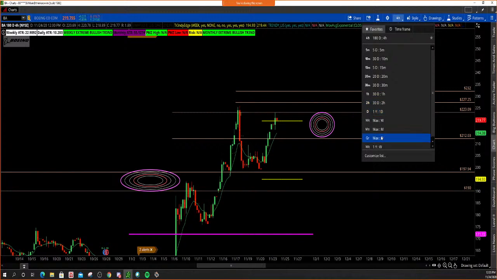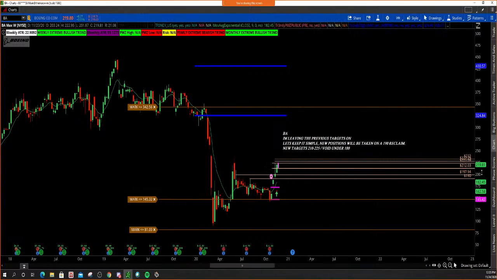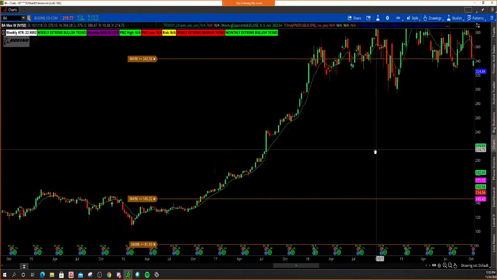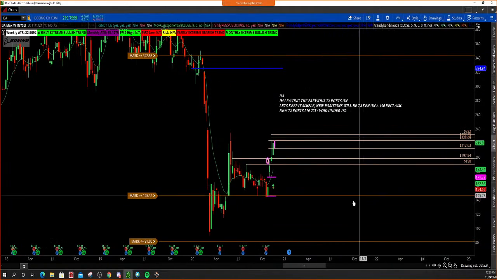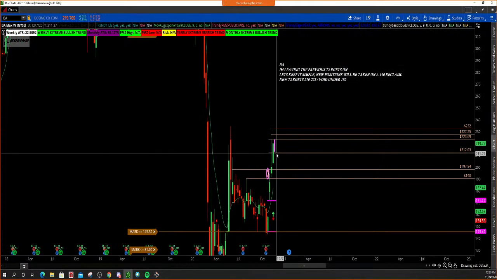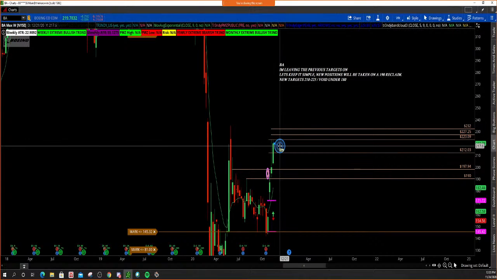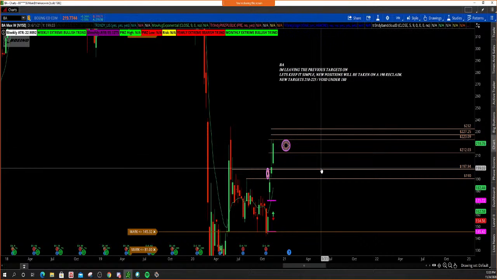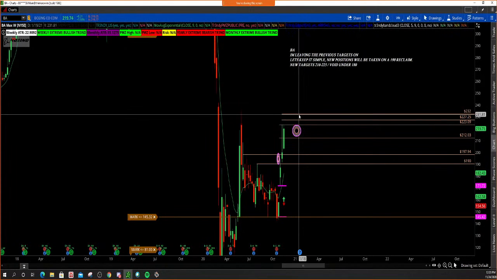We need to go to a higher time frame, folks. Let's go over here to the weekly. All right. So this is the weekly here. Okay. Came up into our target. Let me get this thing out of the way. It doesn't look good when I go to a higher time frame. All right. So next target over this is 227, 232.